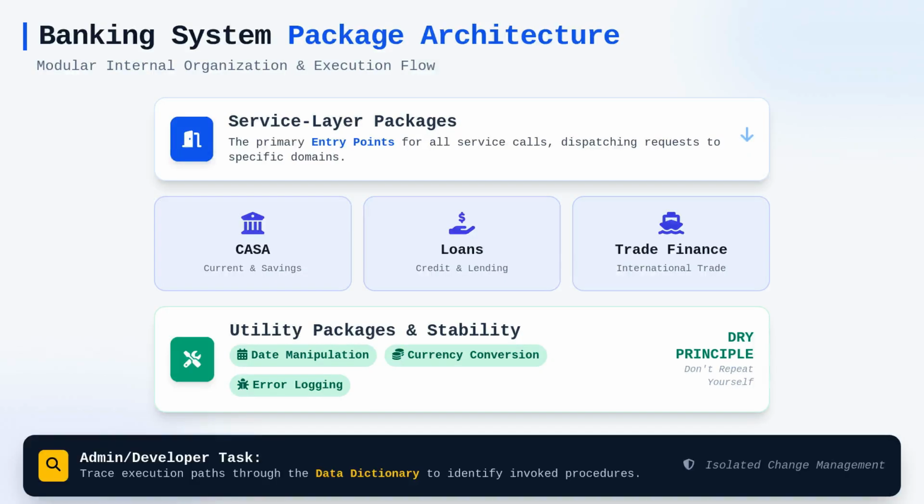As developers or administrators, your task is to identify which specific procedures are invoked during a standard transaction flow, which often involves tracing execution paths through the data dictionary.